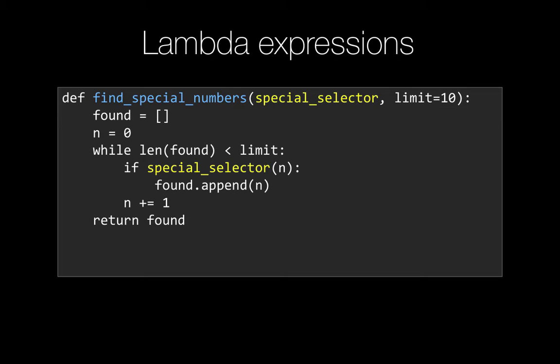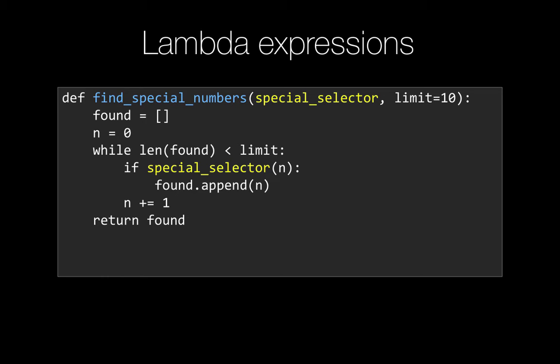So here we have find special numbers. Now this function is just going to go through some set of numbers. It's kind of hokey, I know, but it's going to loop through a bunch of items, in this case the numbers between 0 and 10, and it's going to apply our selector. So special selector is a function that takes a number and returns a Boolean.